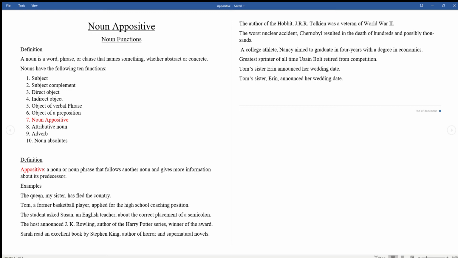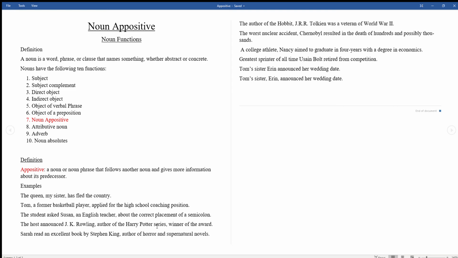So again, whatever noun we want to modify or describe more with an appositive does not have to be the subject like the Queen or Tom. It can be the direct object as we have here. We have something very similar happening on the next one. The host announced J.K. Rowling, author of the Harry Potter series, winner of the award. So again, we have J.K. Rowling, the noun, and we have the appositive following after that.